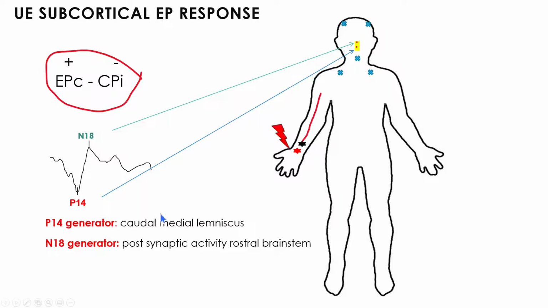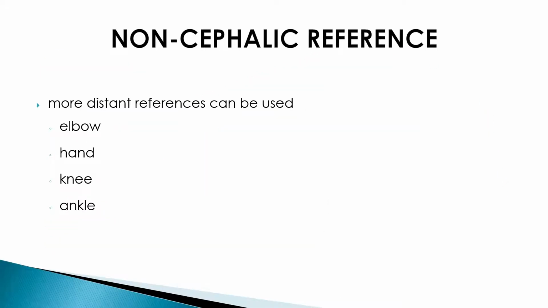We stimulate the wrist, and we go through and record the N9, the N13, the cervical response, and the P14 and N18 subcortical response. The subcortical response is using a non-cephalic reference, or a reference that's not on the head. Some say you can use the elbow, the hand, the knee, or the ankle. We use the Erb's point electrode. So we're using the ipsilateral cortex and we're referencing it off the head to the contralateral Erb's.